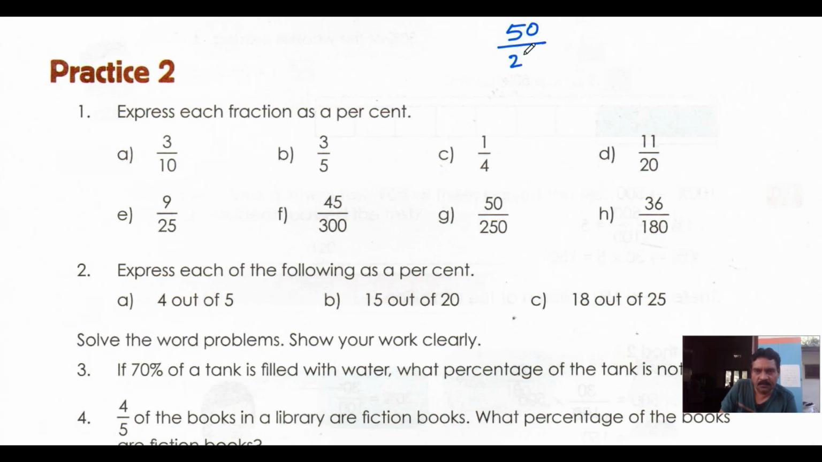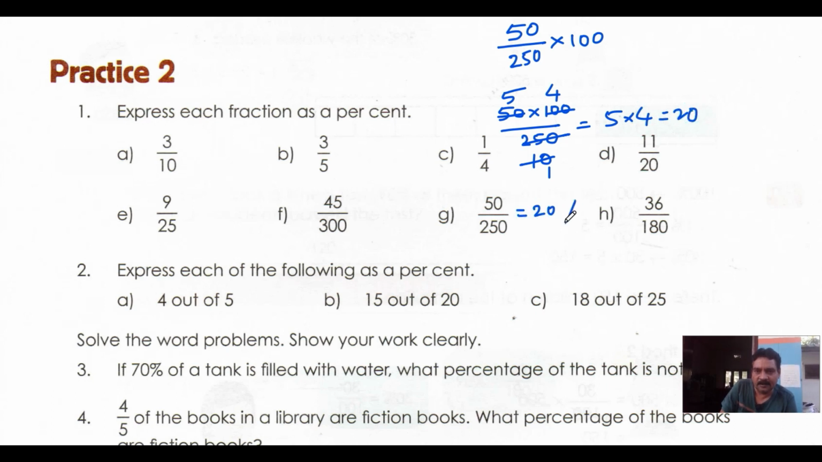Now let's go to the next one, 50 by 250. 50 out of 250. To find the percent, you have to multiply by 100. So it becomes 50 into 100 by 250. Now 25 tens are 250, 25 fours are 100, right? 10 ones are 10, 10 fives are 50, so 5 into 4 is 20. So answer for this is 20%. Again I am reminding you, you have to copy these steps, don't write direct answers.